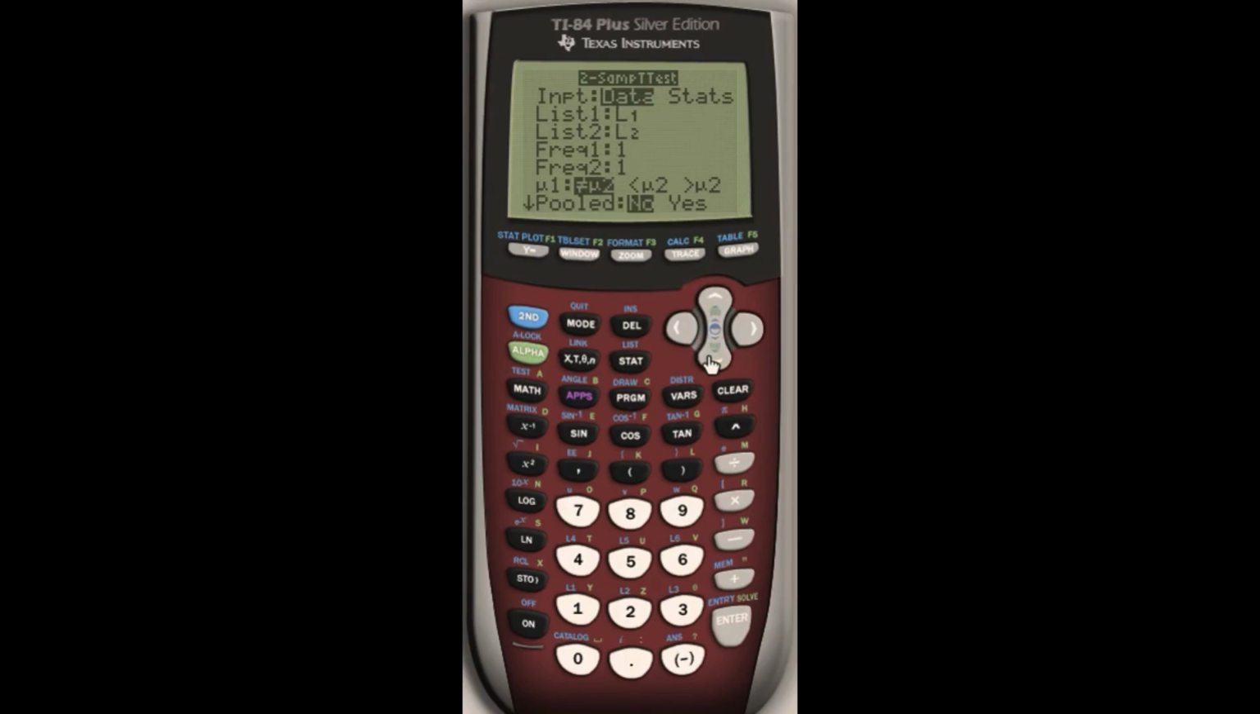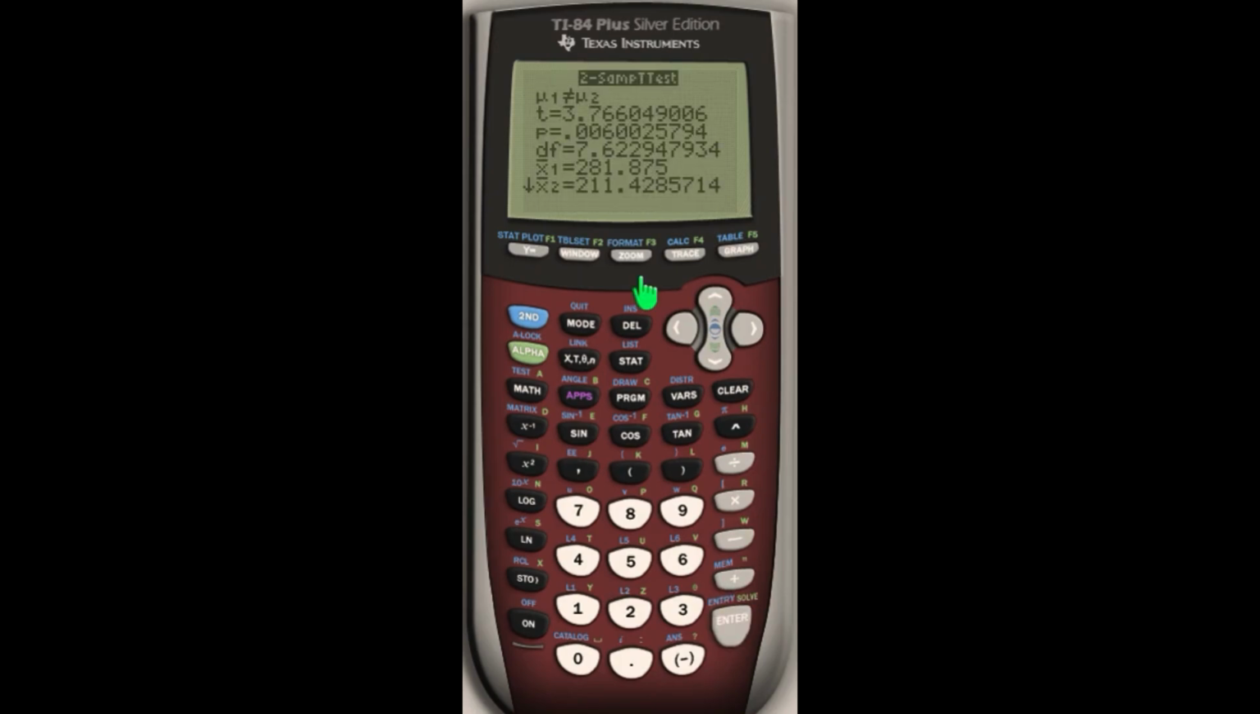We go all the way down. We say pooled, no, and we hit calculate. Just a special mention here: mean 1 is not equal to mean 2 is the same as our alternative hypothesis. So that's good as well. We hit calculate.